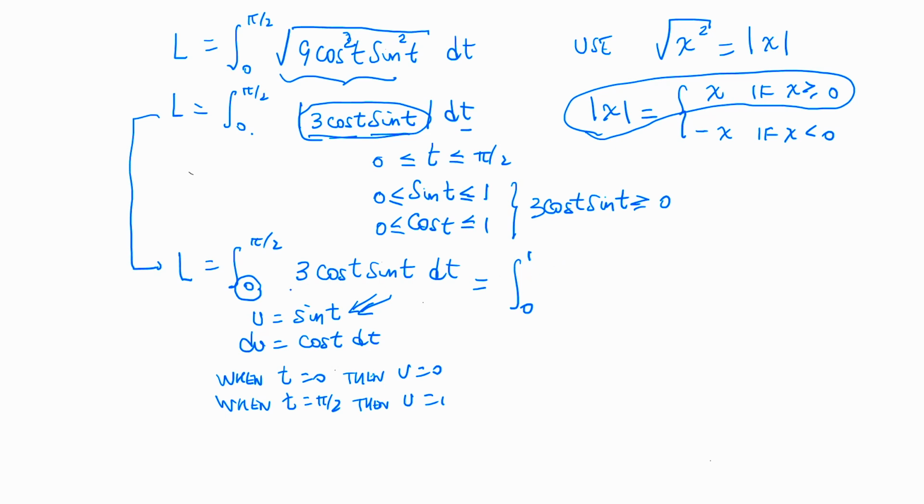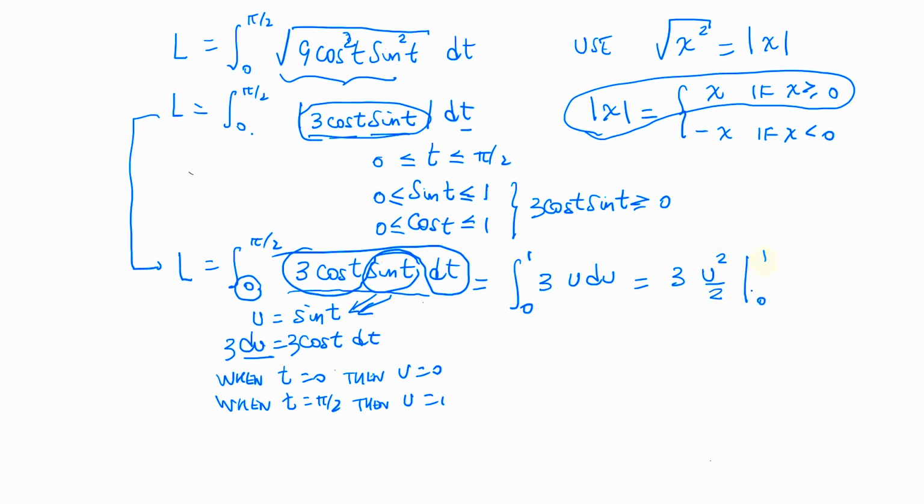And now we write all this integrand in terms of the new variable u. Sine of t is u, let's write that u in here. And then 3 cosine of t dt will be 3 du. Because if we multiply here times 3, this will be equal to 3 du. So let's write that 3 here, and then the du here. Now we just integrate this. This integral will be 3, and then u squared over 2. And then the limits of integration will be from 0 to 1.